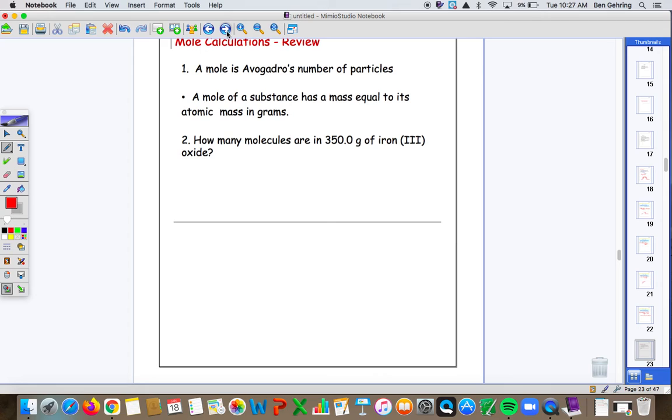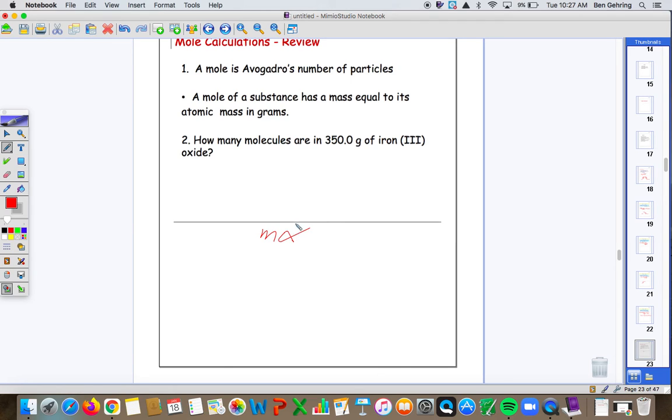These are mole conversions and things I'm going to expect you to be able to do in this course. Okay, so here's some review stuff. A mole is Avogadro's number of particles, so remind yourself, what is that number? A mole of substance has a mass equal to its atomic mass in grams. So what about a compound? How would I find that? And then last but not least, I want you to try to calculate how many molecules are in 350.0 grams of iron 3 oxide. I'll try to help a little bit with this quick.